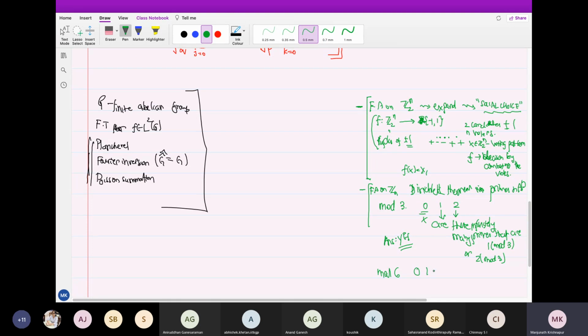So mod 6, you can't have too many primes that are 0 mod 6 or 2 mod 6 or 4 mod 6, because those are even numbers. But there will be infinitely many primes which are 1 mod 6, 3 mod 6 and 5 mod 6. So that is Dirichlet's theorem on primes. Seems to be a problem, right?